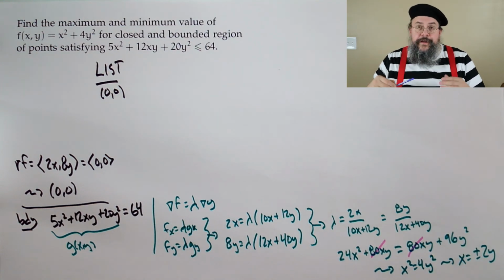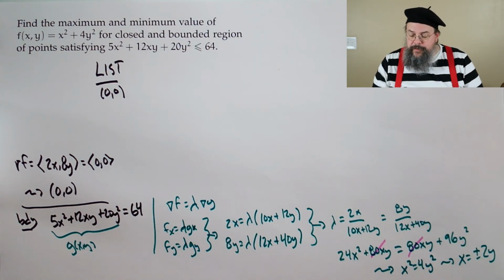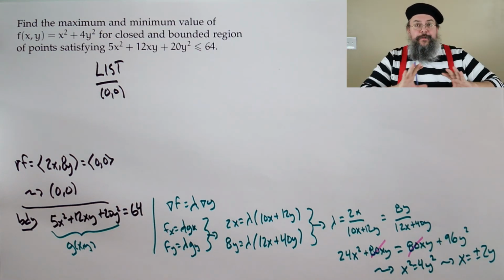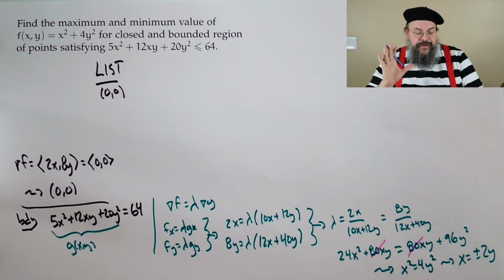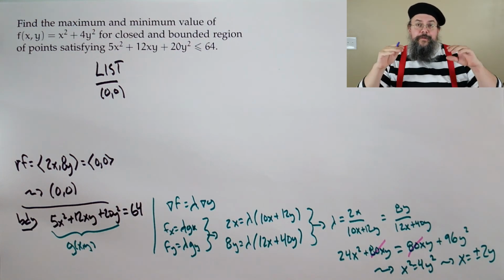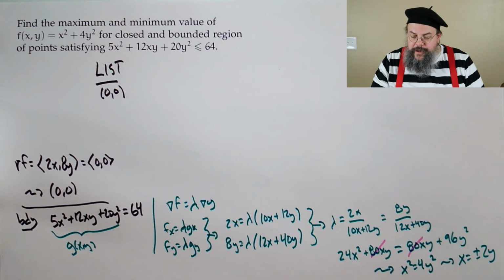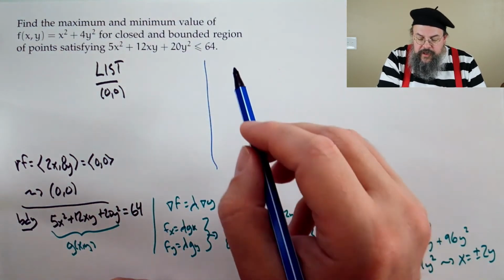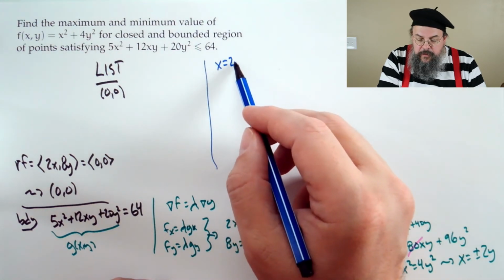So let's explore our two options. Remember, the two options are x equals 2y and x equals minus 2y. Everything we're doing right now, remember, is still on the boundary. We're still only making points on the boundary, and we're going to build up our list as we go along here. Okay, so on our boundary, x equals 2y.